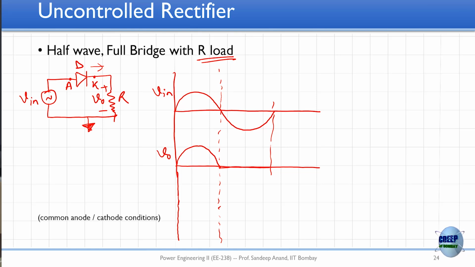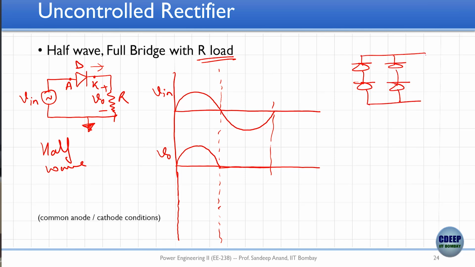No doubts. Okay, then this was the half wave rectifier. We call it half wave because at the output you only have half wave. You don't have full wave. The other one is a full wave, full bridge. What is this? This is the half wave. And this is a full bridge.